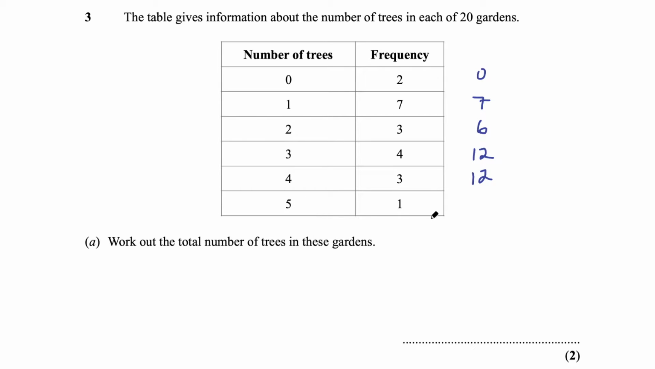And one garden had 5 trees, so that would be 5 trees in that one garden. So basically what we're doing is multiplying the number of trees by the frequency, and then let's add these up. So what's the best way to do this? 12 plus 12 is 24, plus 6 is 30, 37, 42. Okay, so total number of trees: 42.